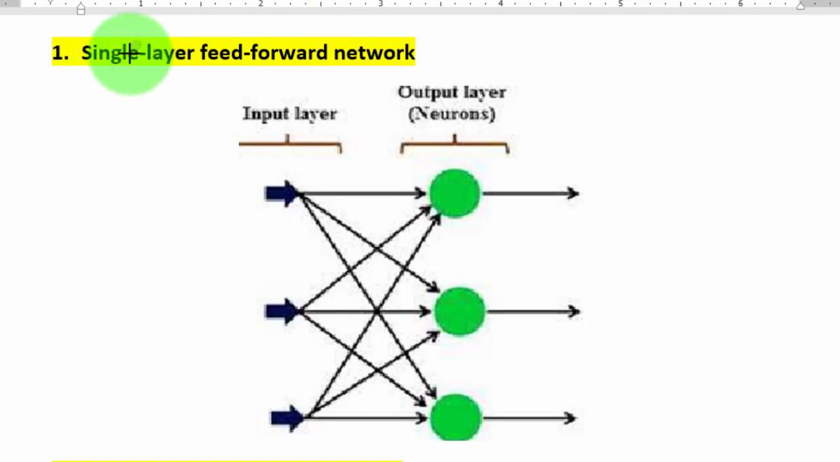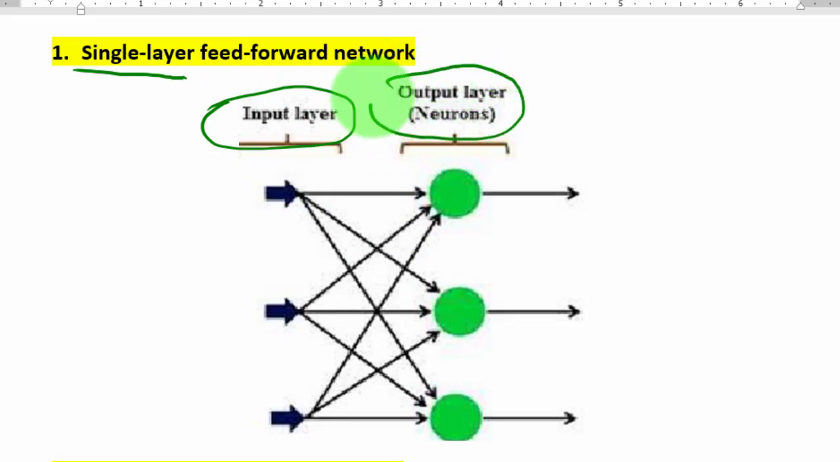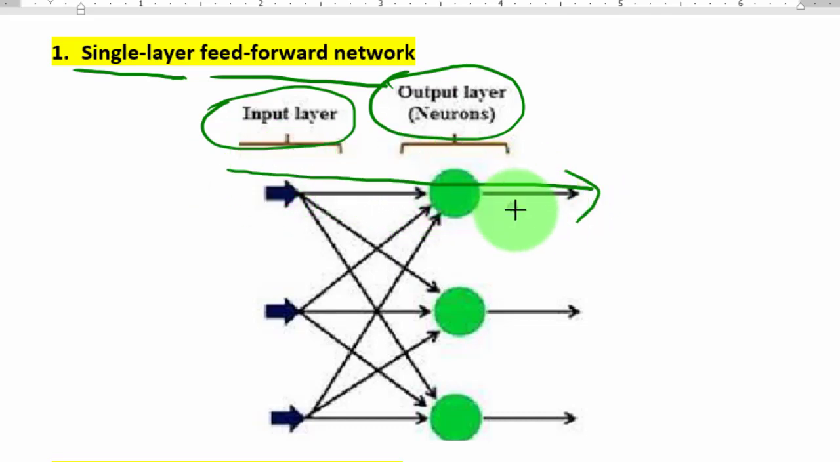अच्छा, what do you mean by single layer? Single layer में क्या होगा? Only input and the output layer is there, यानी input and output layer रहेगी. And feed forward, what do you mean by feed forward? In this the flow of the neural network is in one direction only, यानी यहाँ से यहाँ गया, then यहाँ से यहाँ गया, यानी feed forward.